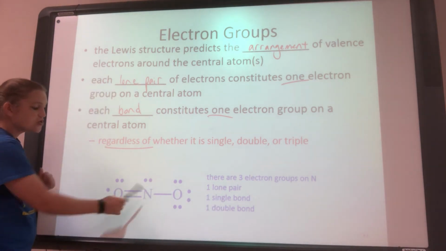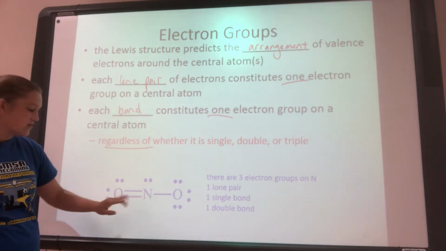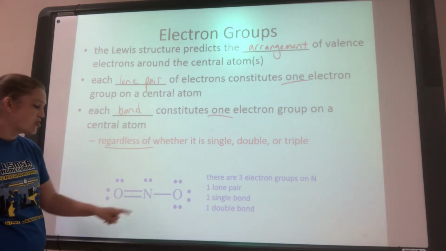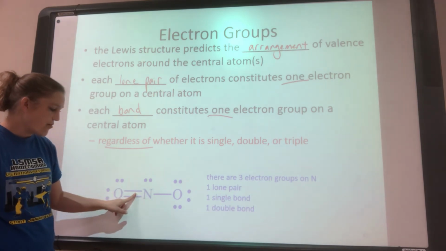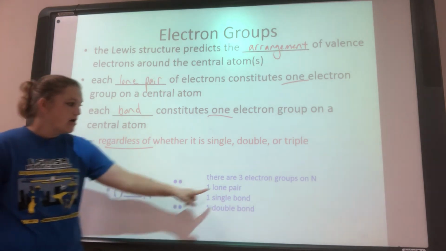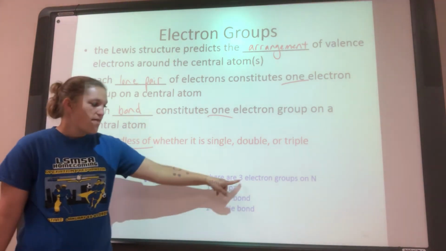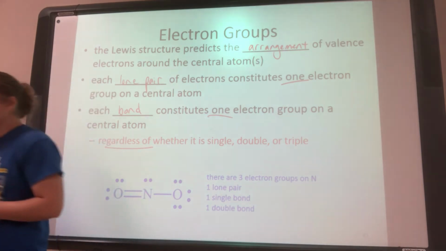So if we look at the nitrogen, because we always figure out our geometry based on the central atom, it doesn't matter about these other atoms. We look at the central atom and ask how many electron groups. He has one lone pair, one single bond, and one double bond. So he has 3 electron groups. If you can count the electron groups, then you'll know, if it's 3 electron groups, what that geometry is.